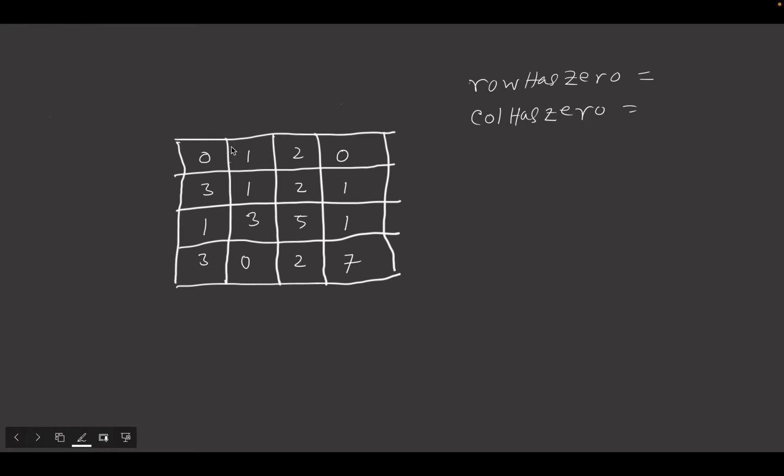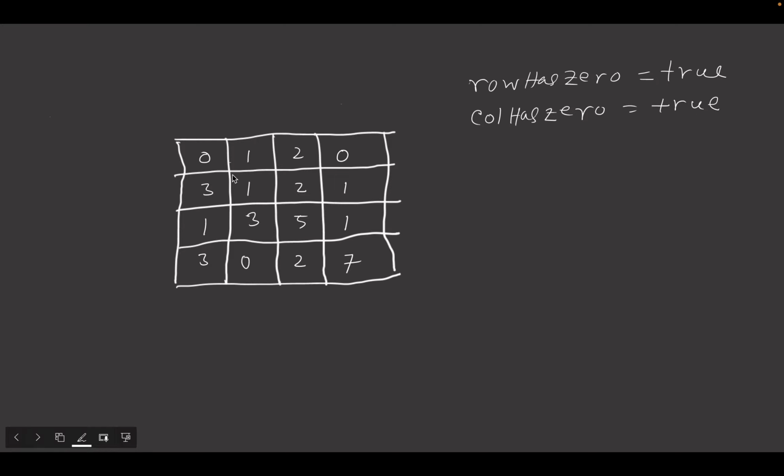For this given matrix, we see that we have 0 in the row, so we will set row has 0 to true. Then for the first column, we see we have 0, so we will set col has 0 to true.